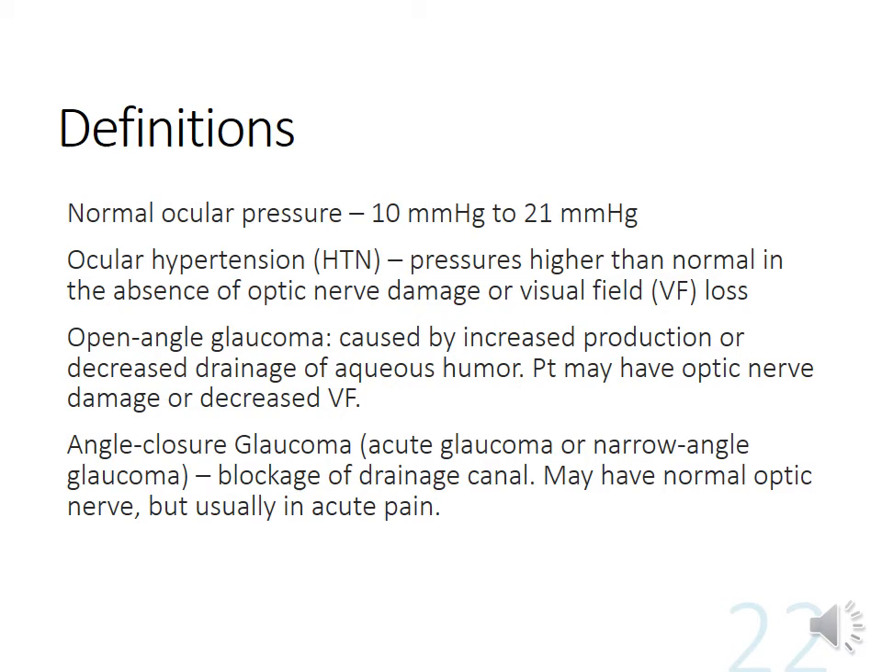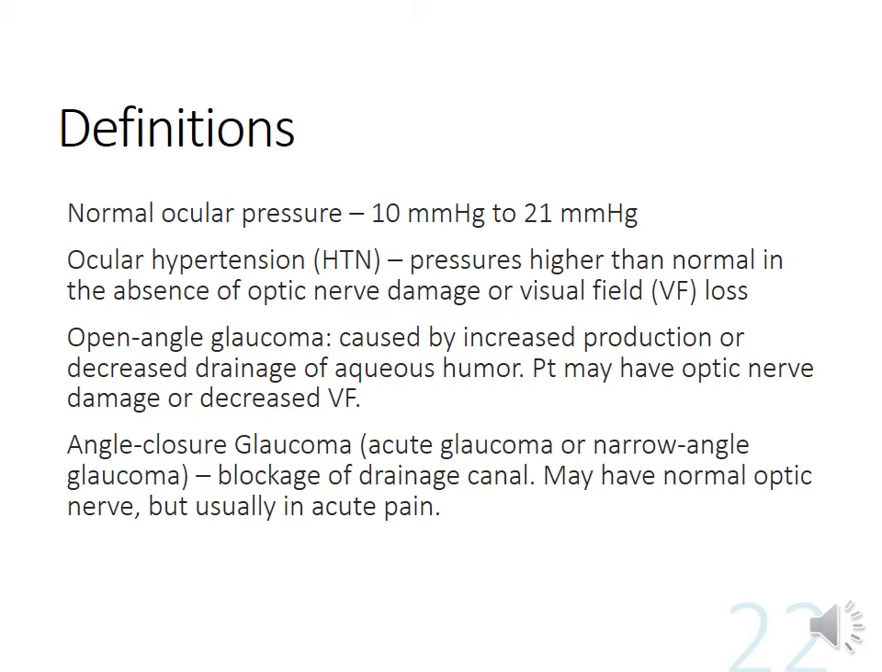Anywho, so normal ocular pressure should be anywhere between 10 to 21 millimeters of mercury, and ocular hypertension would be defined as pressures higher than this, in the absence of optic nerve damage or visual field loss. So before you really have any issues with it, you're really just considered to have ocular hypertension.